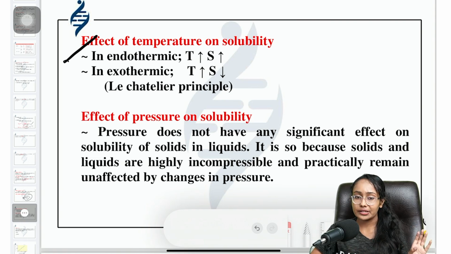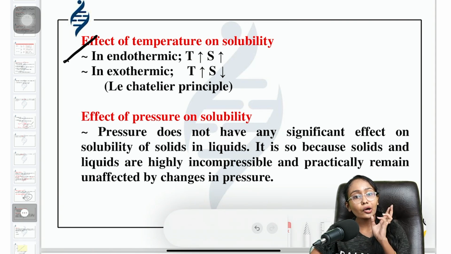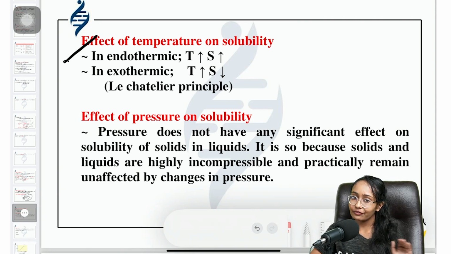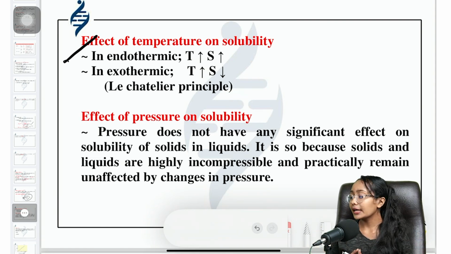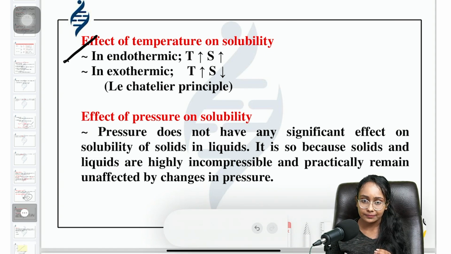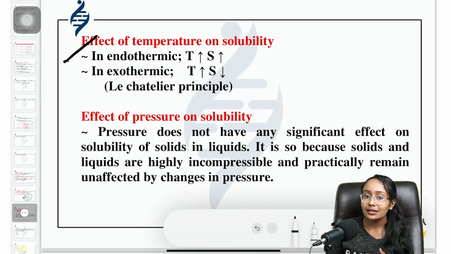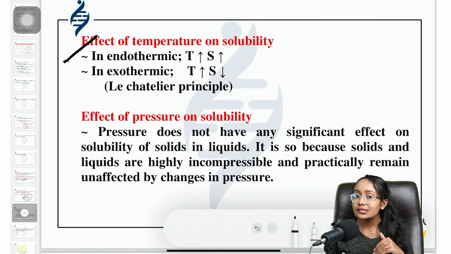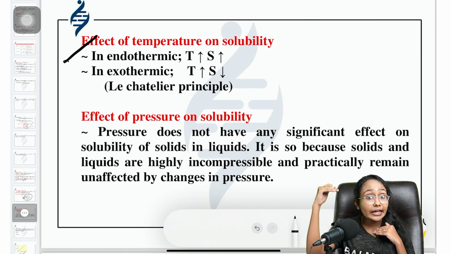Yes, they are incompressible. So there's no effect of pressure on solubility in the solid in liquid case. Solid dissolved in liquid, in such a case, solubility doesn't depend upon pressure, but solubility depends on temperature. As solid and liquid are incompressible, pressure has no effect. Even if pressure changes, they are incompressible, and hence the solubility has no change. But as temperature increases, in the case of exothermic reaction, solubility decreases. In the case of endothermic reaction, solubility increases.